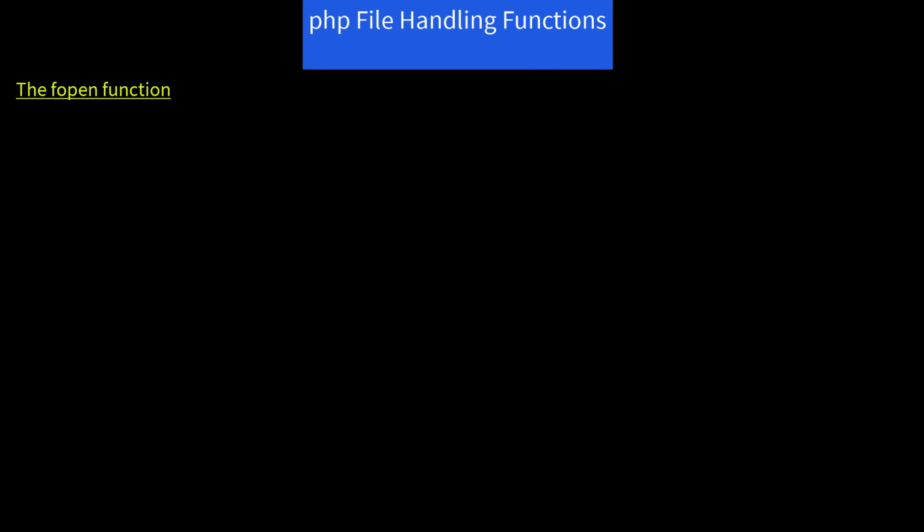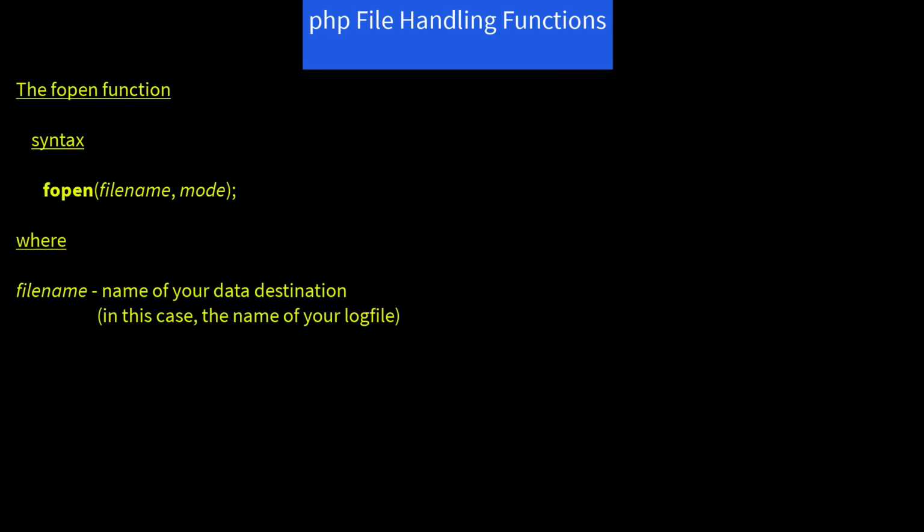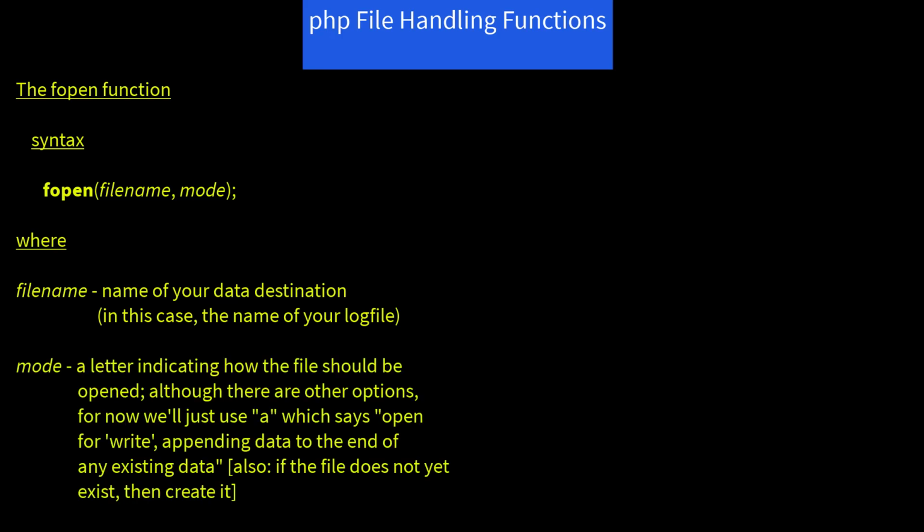https://www.php.net/manual/en/ref.filesystem.php. The fopen function. The syntax is fopen(filename, mode), where filename is the name of your data destination, that is, as we've seen so far, the name of your log file. Mode is a letter indicating how the file should be opened. Although there are other options, for now we'll just use lowercase a, which says open for write, appending to the end of any existing data. Also, if the file does not yet exist, then create it.